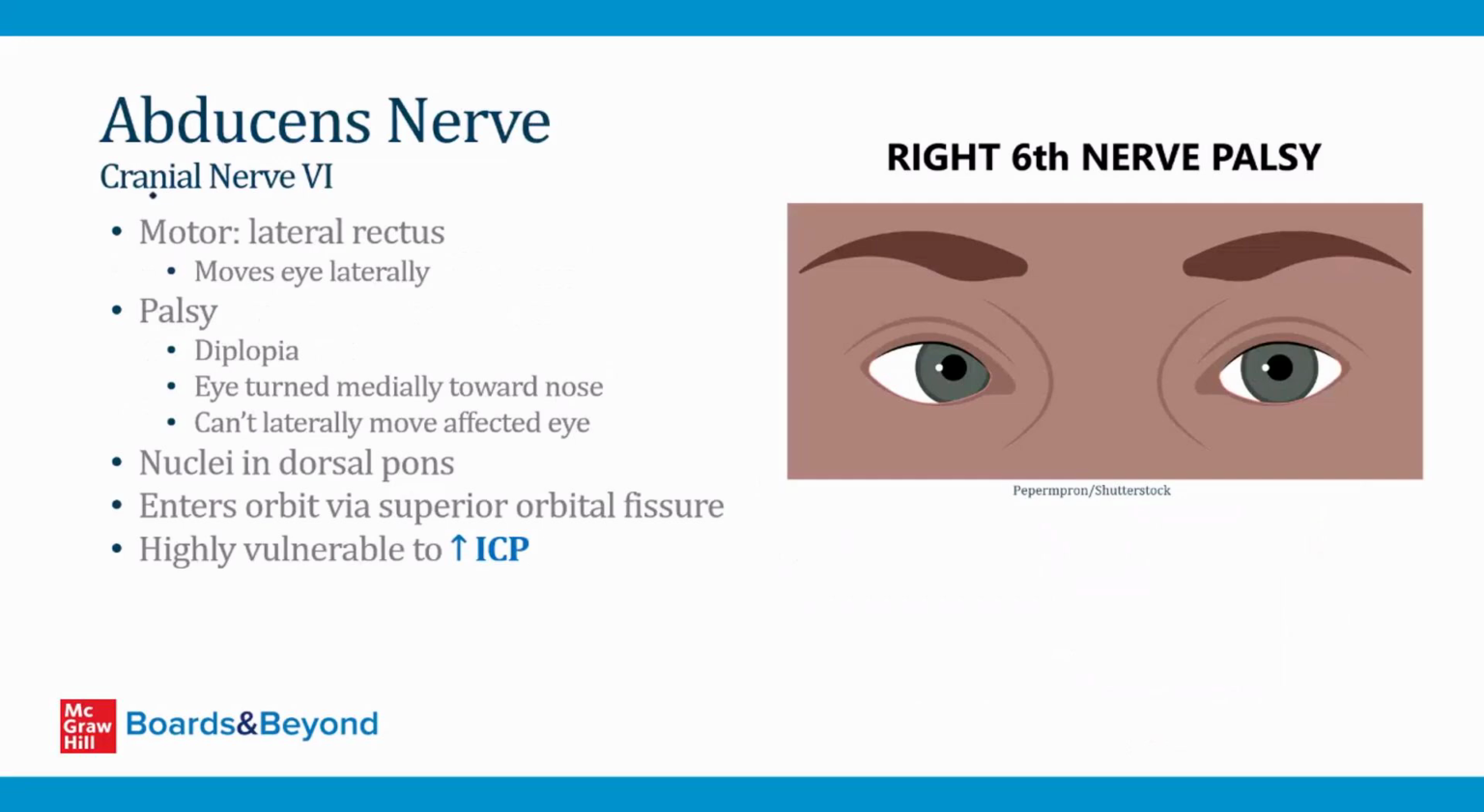Okay, our next cranial nerve is cranial nerve 6, the abducens nerve. This is another cranial nerve that just innervates one muscle, and it's another muscle of eye movement, the lateral rectus. We talked about this earlier. This is the muscle that moves the eye laterally or away from the nose.